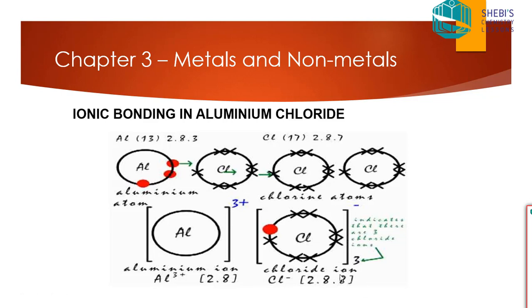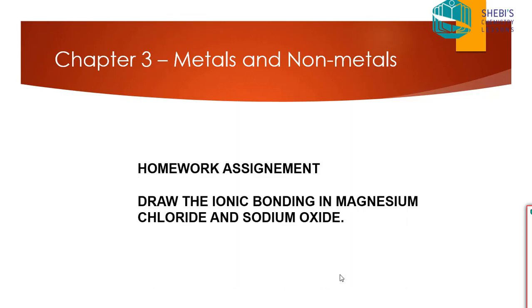Hope you understood. We discussed 4 ionic compounds in total. Let me give you 2 homework questions. This is the homework assignment for you. Try to draw the ionic bonding in magnesium chloride and sodium oxide.